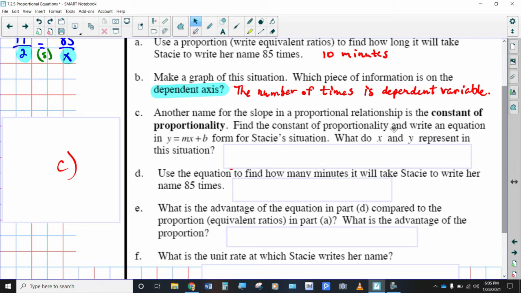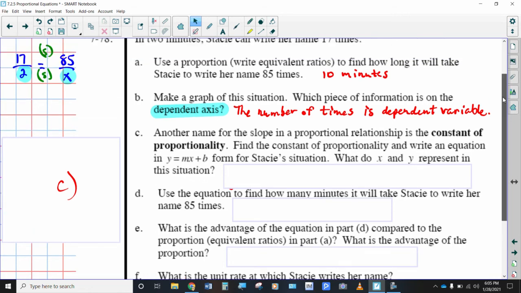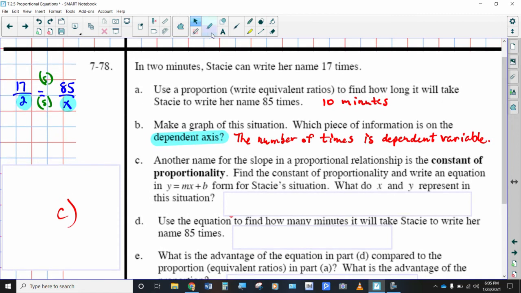Find the constant of proportionality and write an equation in y equals mx plus b form for this situation. What do the x and the y represent? Okay, so find the unit rate or the constant of proportionality. Let's rewrite the situation where we take 17 over 2, and now let's write it as x over 1. Okay, so what is your constant of proportionality? What is your unit rate for this particular situation? Go ahead and see if you can figure that out, and unpause when you're ready for the reveal.